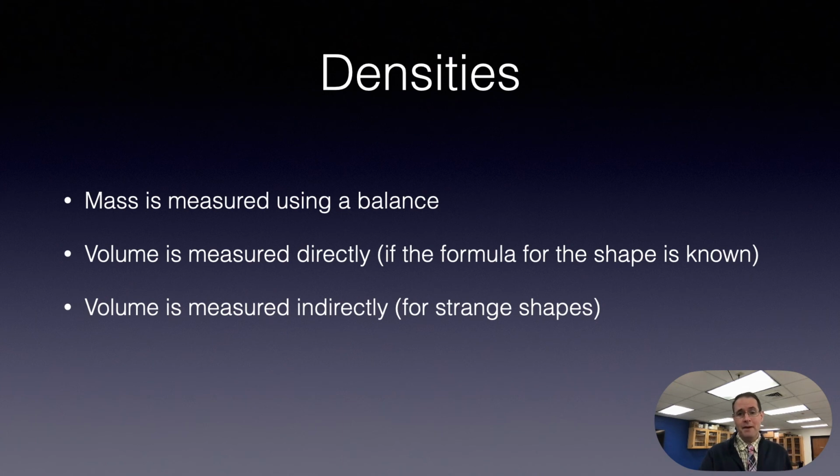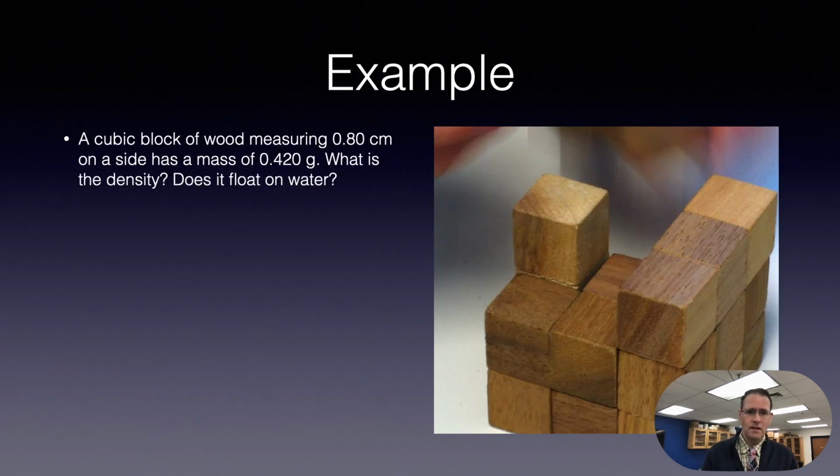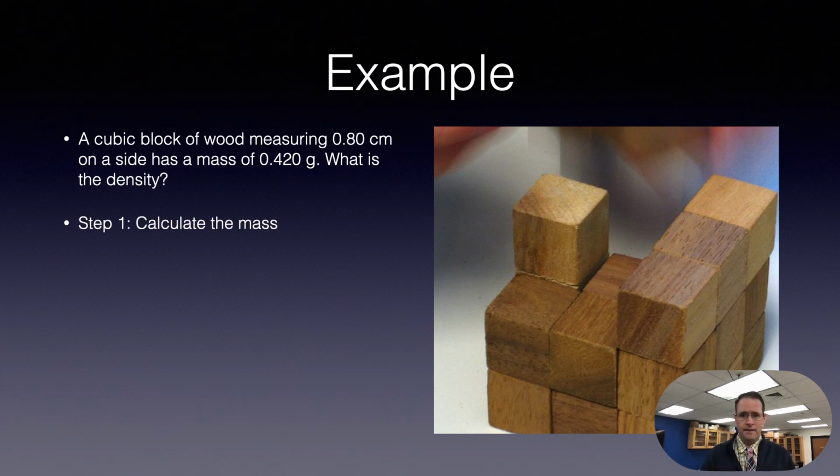But once you have the mass, once you have the volume, you plug it into this formula and you get your density, okay, which is the ratio of mass per unit volume. So let's look at an example of a cubic wood block. Let's say it measures 0.80 centimeters on a side and it has a mass of 4.20 grams. So that's just one of those small blocks in this image. What is the density? All right. So of course you want to calculate the mass. You put it on a balance and you weigh it, and let's say it weighs 0.420 grams.